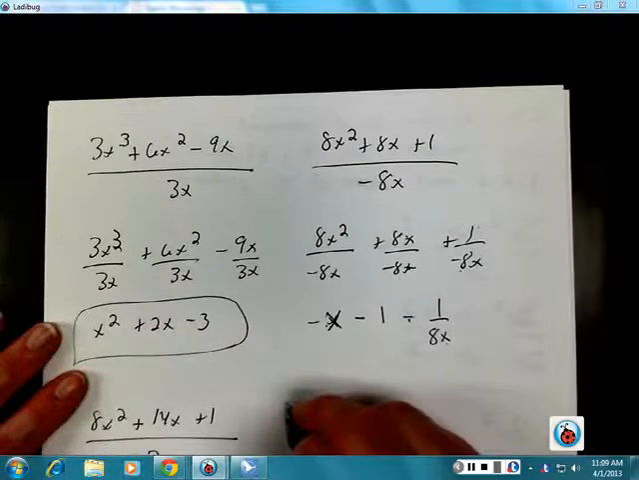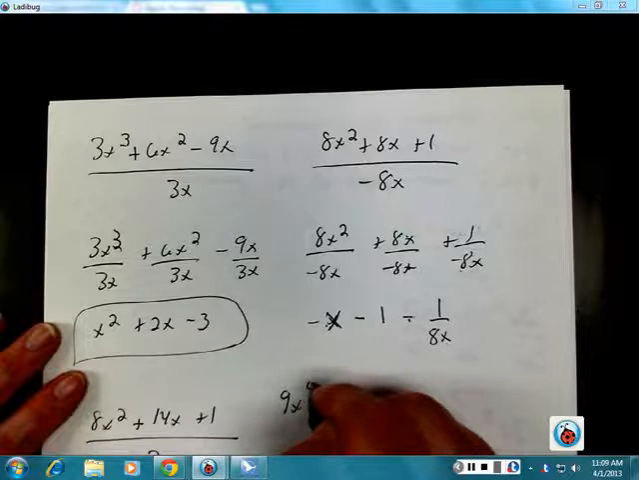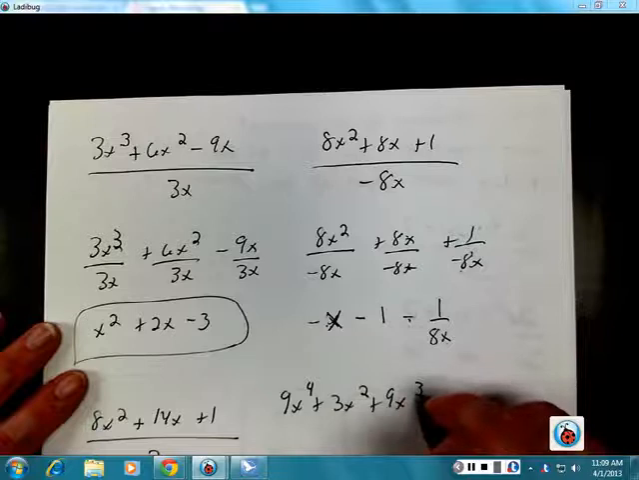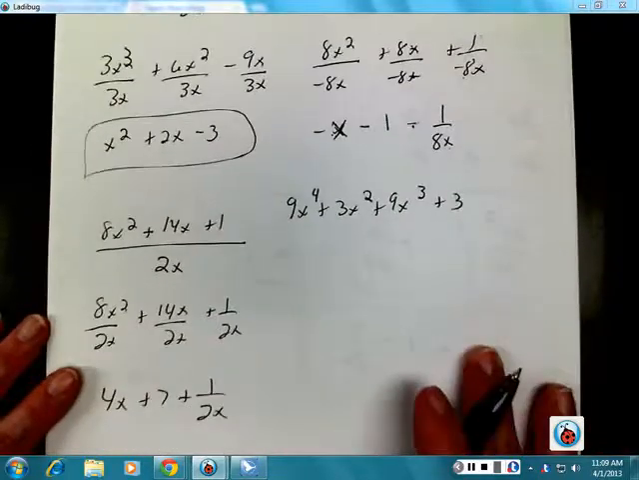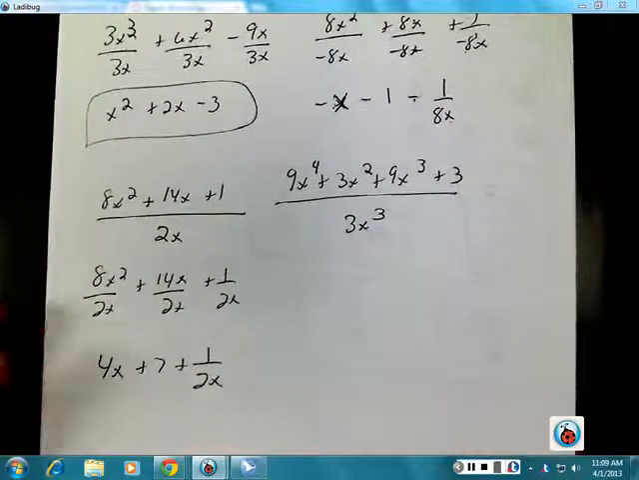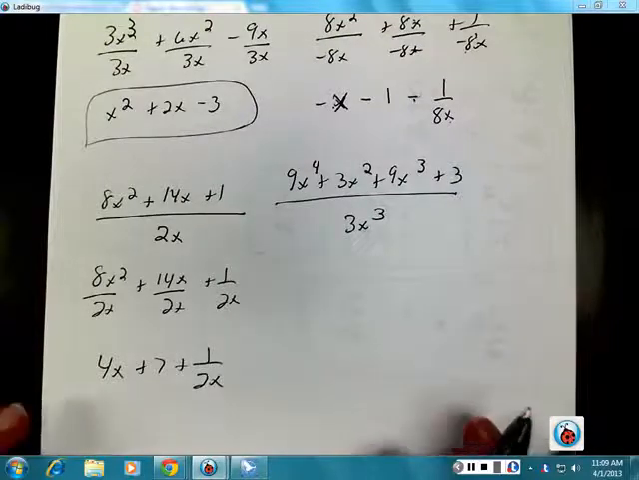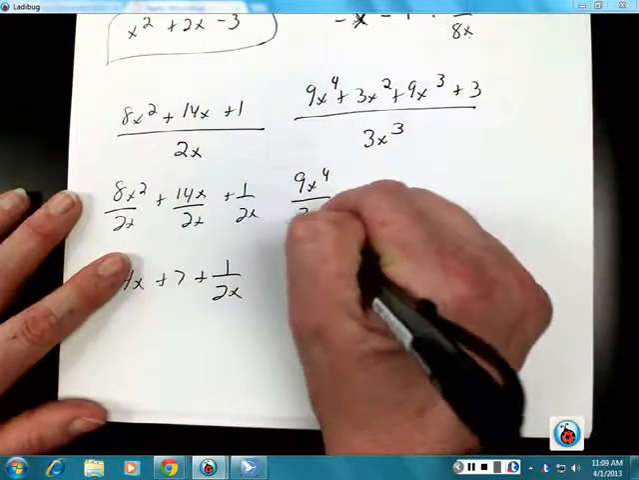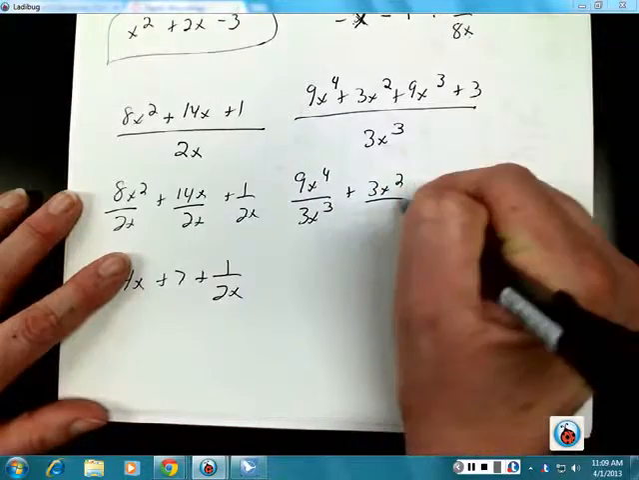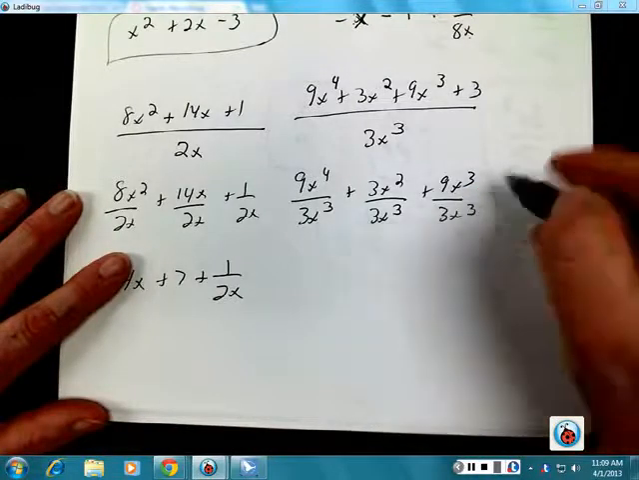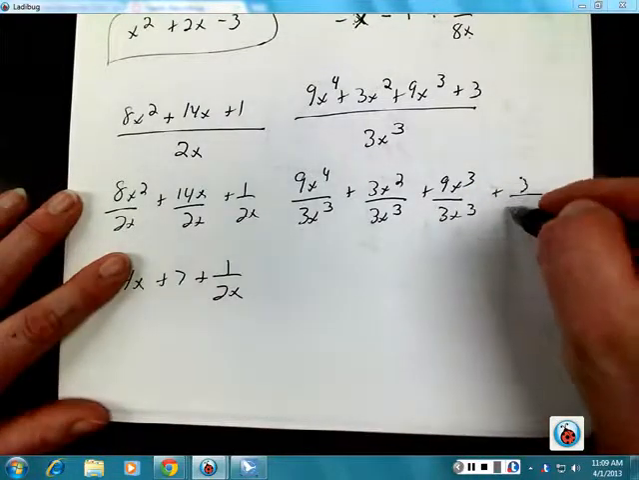And this one, they sometimes give you a larger one: 9x to the 4th plus 3x squared plus 9x cubed plus 3, all over 3x cubed. What comes out of that whole thing? All it means is I've got one more division to do. So I have 9x to the 4th over 3x cubed plus 3x squared over 3x cubed plus 9x cubed over 3x cubed plus 3 over 3x cubed.